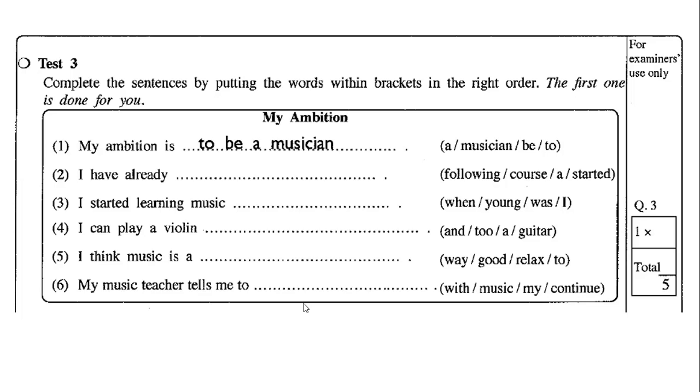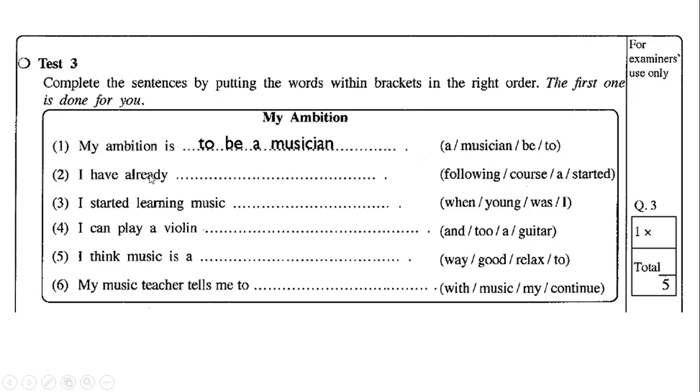Complete the sentences by putting the words within brackets in the right order. The first one is done for you. Here the words are jumbled. You have to connect them correctly to make a correct sentence. First one, my ambition. My ambition is to be a musician.